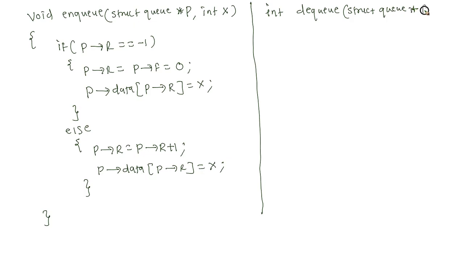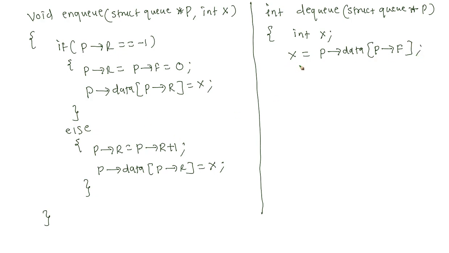So again, we are calling this dequeue after making sure that the queue is not empty. If the queue is not empty, I'll directly get an element from the data array, P arrow data of P arrow F. While performing dequeue, I'll only use F. While performing enqueue, I'll only use R.